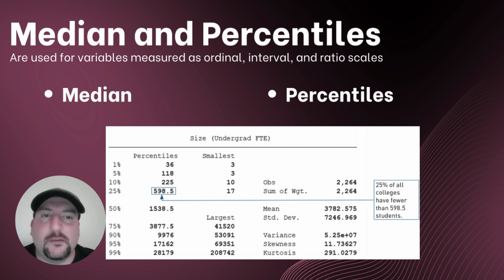for each percentile. For example, the 90th percentile is 9,976, indicating that 90% of all colleges have fewer than 9,976 students. The median, or the 50th percentile, is 1,538.5. The third column shows the four smallest numbers in the variable and the four largest. Finally, the last column shows the number of observations and the mean along with other descriptive statistics that we will cover later.